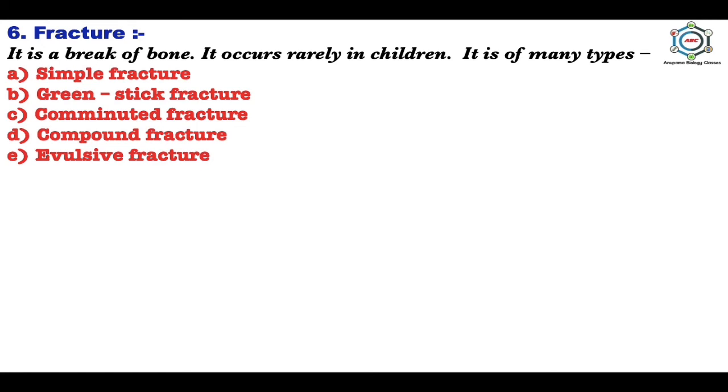Next is comminuted fracture, in which the bone breaks into more than two pieces. Then the compound fracture. Here the bones break completely, but a fragment passes out through the skin. Next is avulsion fracture. A small piece breaks off fully from the bone but remains attached to the ligament.